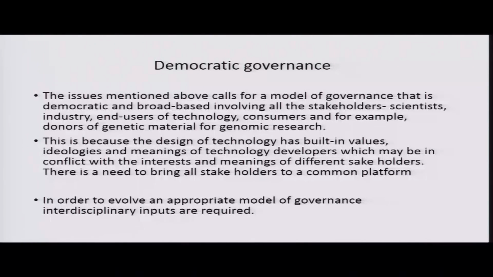In order to evolve an appropriate model of governance, interdisciplinary inputs are required. That is, both natural sciences and social sciences must collaborate to produce knowledge about the kind of issues and challenges that are there, and arrive at an interdisciplinary knowledge base which can help us address these questions. Ultimately, the stakeholders have to be brought to this table, and we should analyze their responses using these interdisciplinary approaches. This is what will give us a democratic form of governance of technology, which takes care of the interests and meanings of all sections of society. Thank you very much.